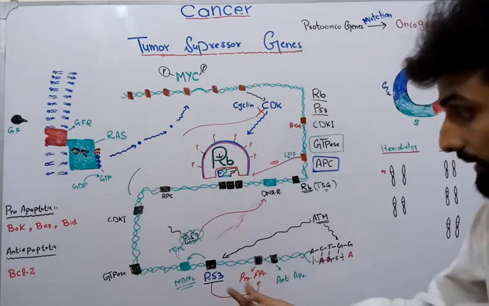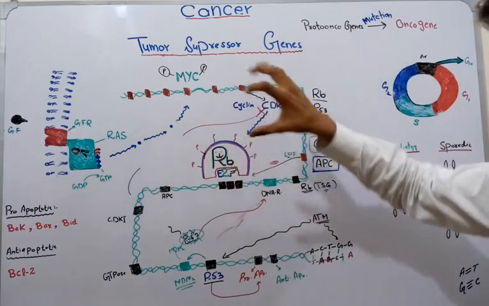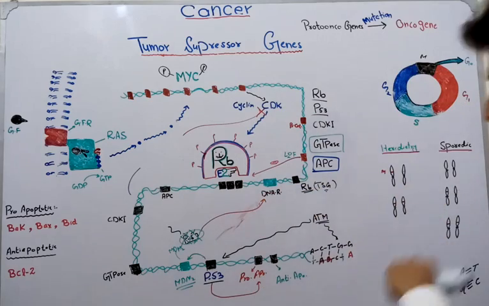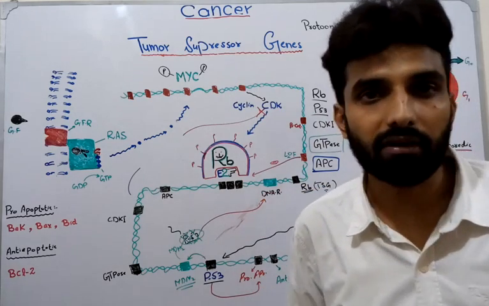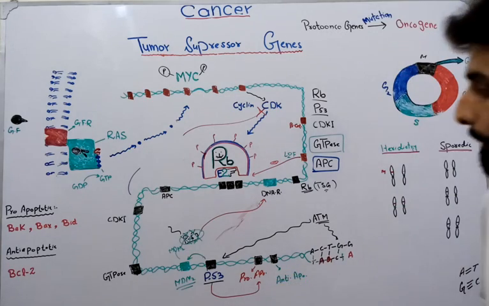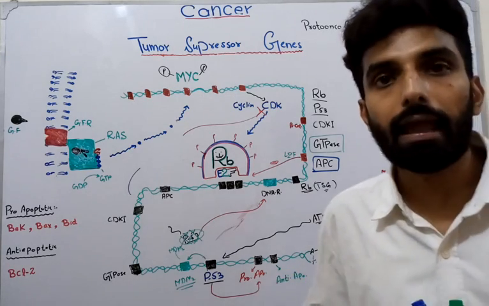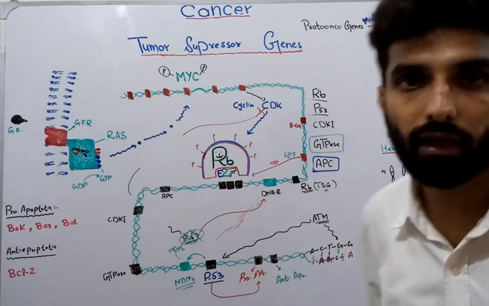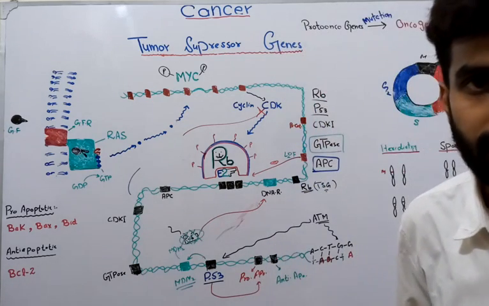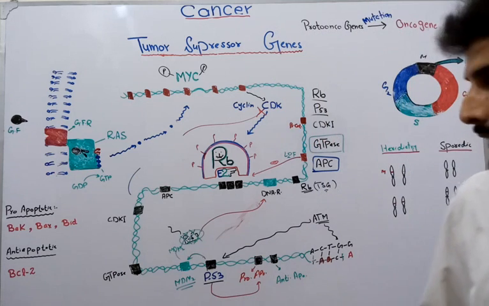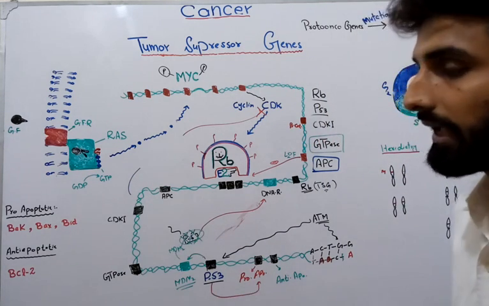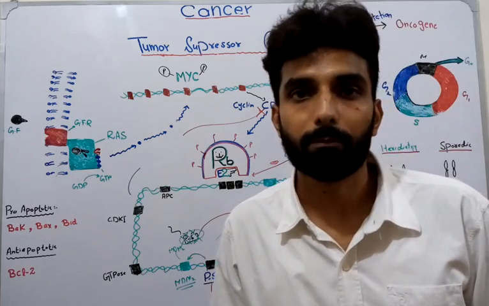So this is the reason. First of all, P-53 will arrest the growth, arrest the cell cycle. Then it will try to repair the genes, repair the damage. If the damage is not repairable, it will activate pro-apoptotic genes, and it will make the cell commit suicide, so that mutation cannot be transferred to the daughter cells. Clear? This is the reason P-53 is called the guardian of the genome.